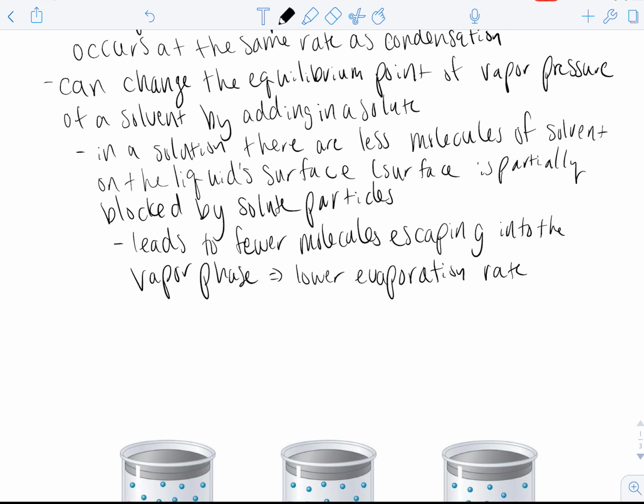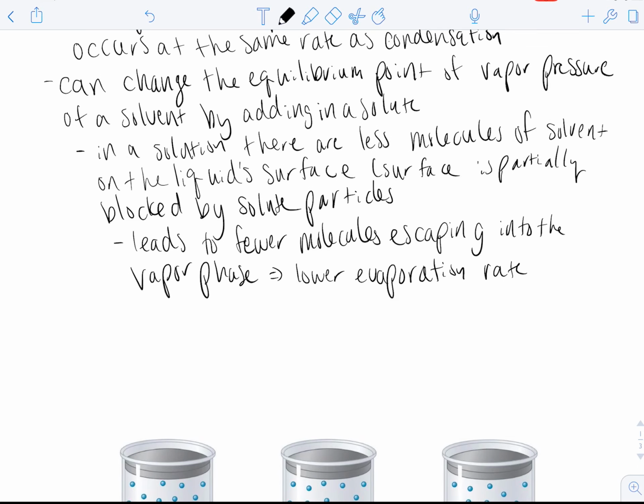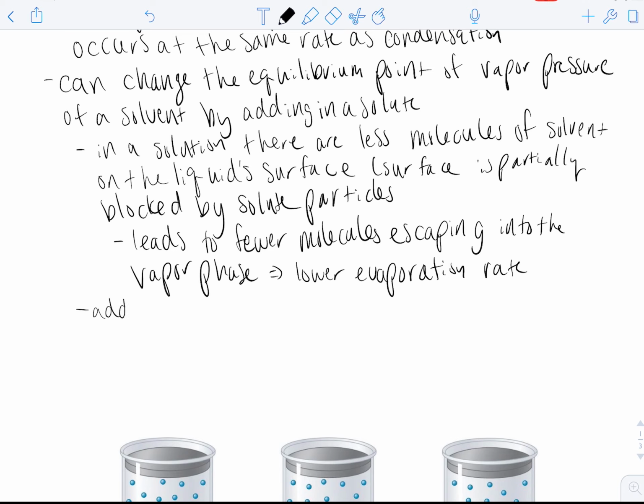An additional factor that must be taken into account is that now we have an additional substance in there, so there are going to be more collisions between our solute and solvent, which allows for attractions to form, and that attraction keeps our molecules in the liquid phase.